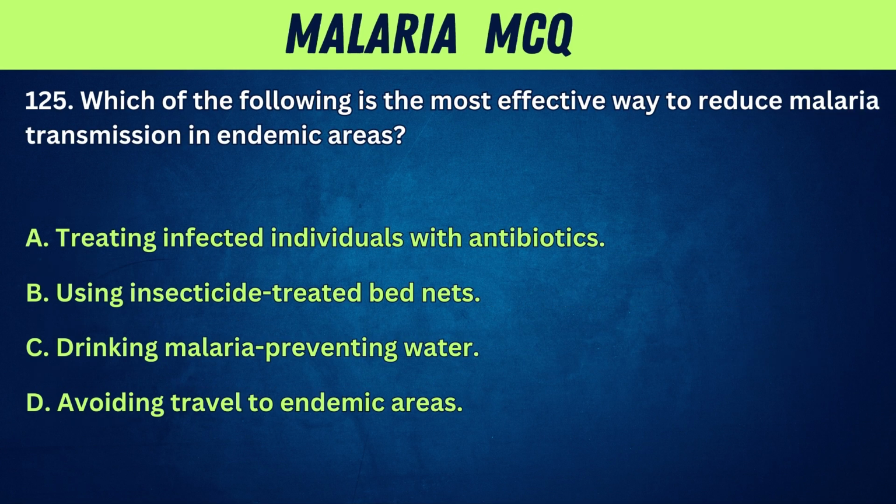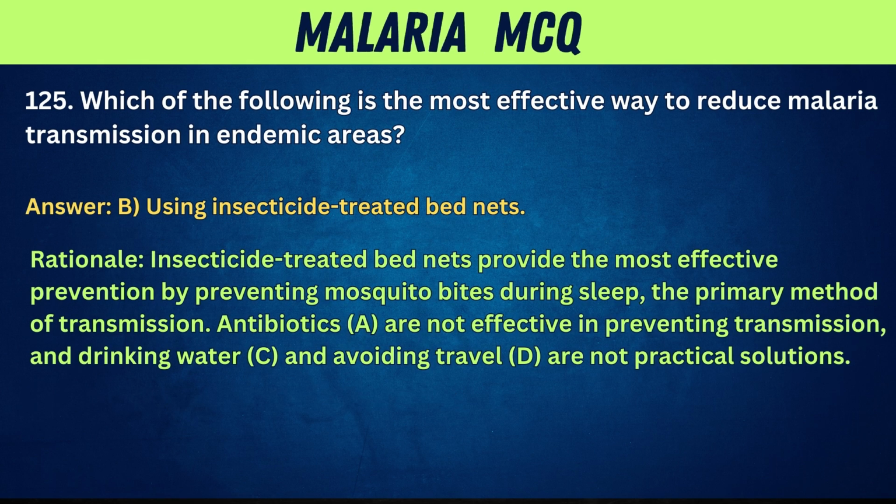125. Which of the following is the most effective way to reduce malaria transmission in endemic areas? A. Treating infected individuals with antibiotics. B. Using insecticide-treated bed nets. C. Drinking malaria-preventing water. D. Avoiding travel to endemic areas. Answer: B. Using insecticide-treated bed nets.